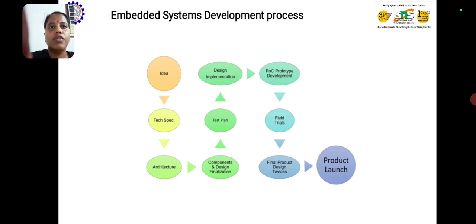In the last video, we discussed the embedded product development process and the various stages. In this video, we are going to discuss the remaining stages used in the development process. In the previous video, we discussed the idea, tech specification, architecture, design implementation, and the test plan. In this video, we are going to see the design implementation, POC prototype development, field trials, final product design tweaks, and the product launch.